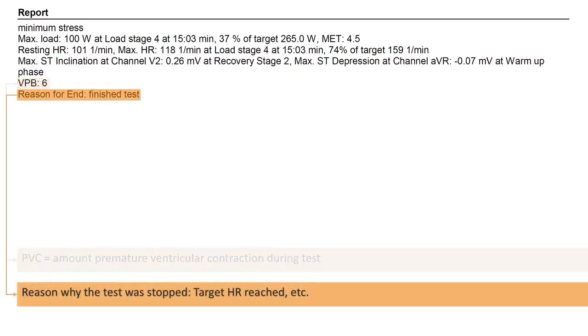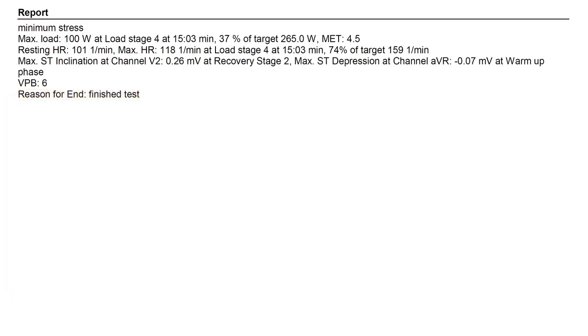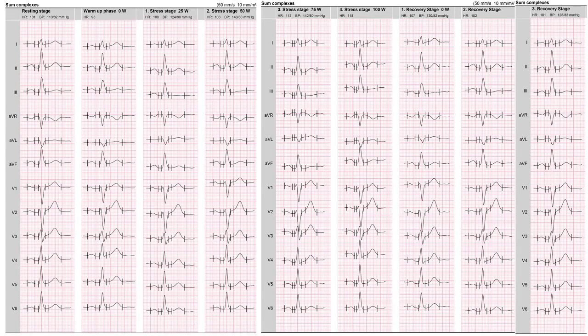And then the last thing, this is what you enter, why you stopped the test. Finish test isn't a very accurate thing to write. You can rather write things like target heart rate attained, or person felt fatigued, person wanted to stop, whatever.